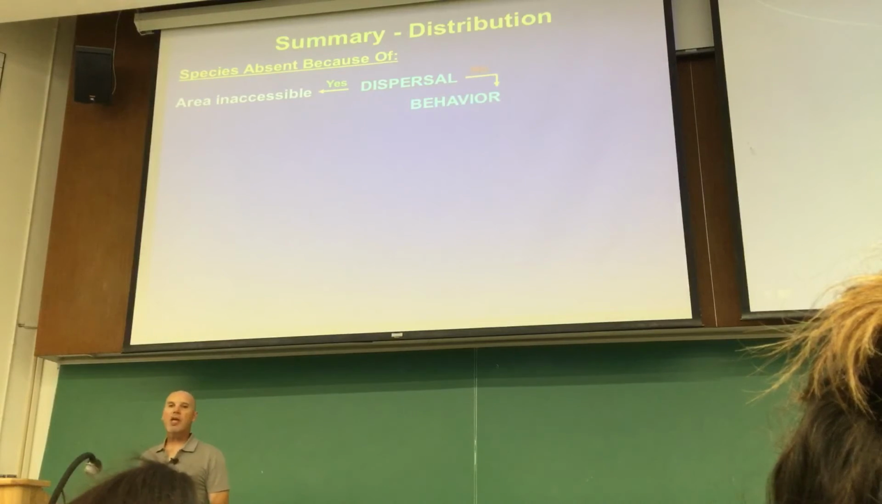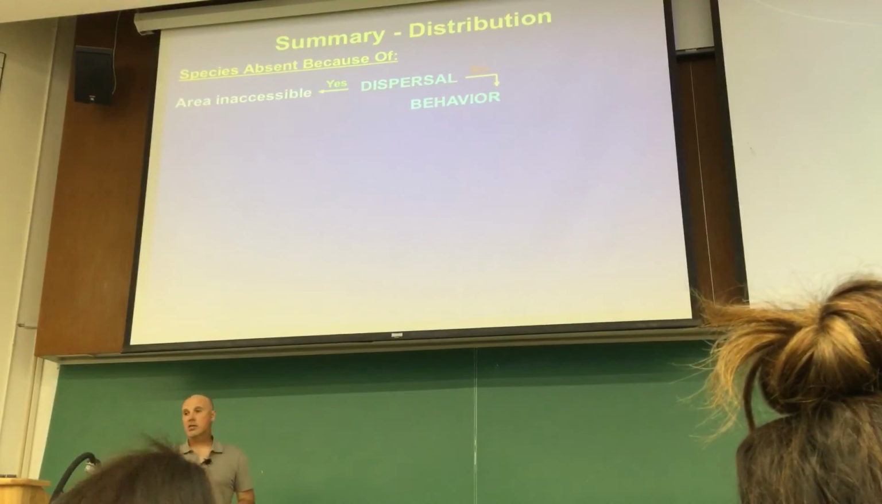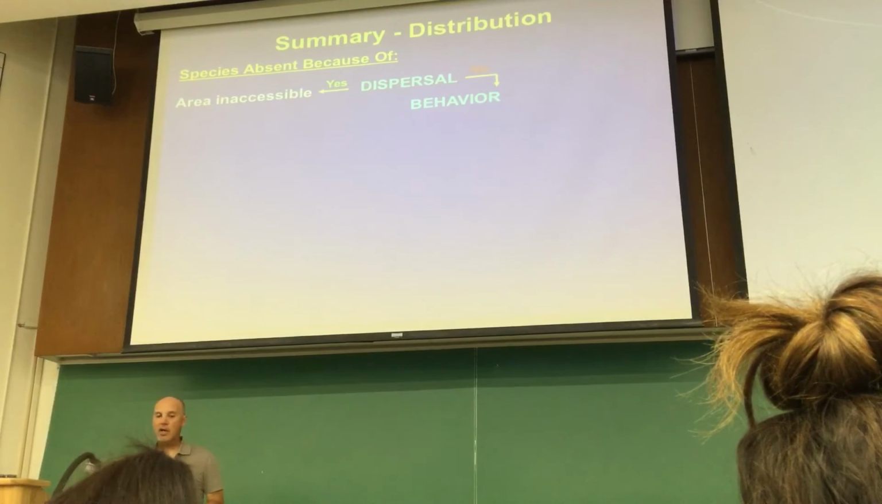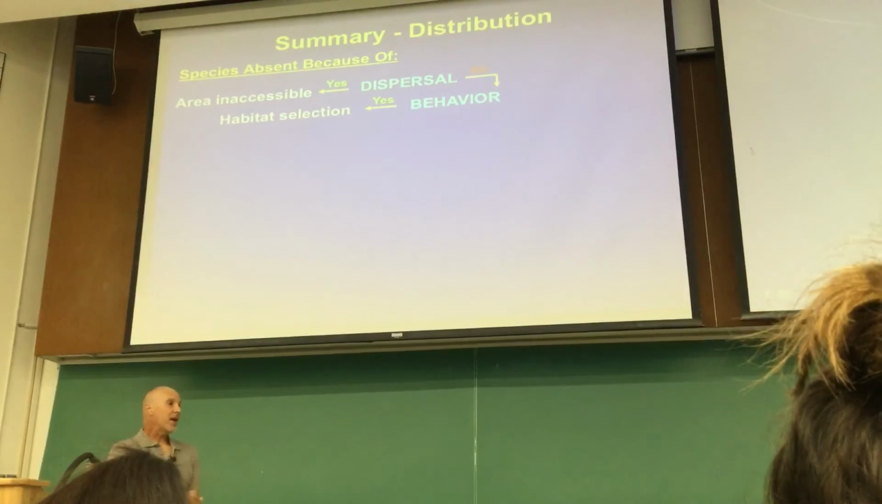And I say, well, maybe it's behavior. They choose not to go there, or they don't recognize it as a usable habitat type. If that's the case, behavior dictates it. The tree picker was a nice example of that, right? So that would be habitat selection.